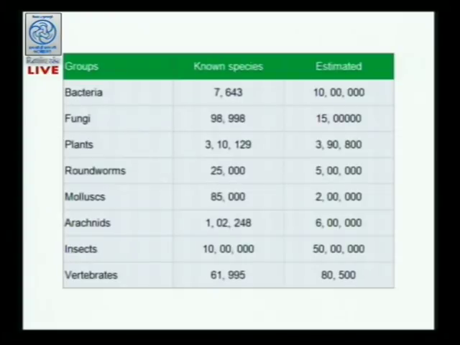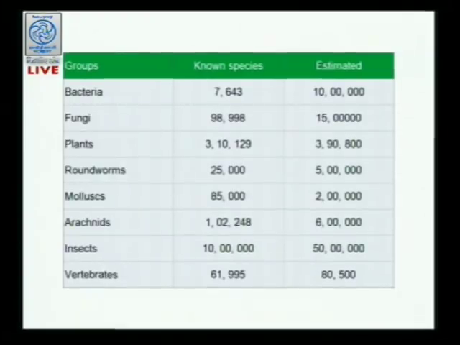That means a lot of work is still to be done. Some estimates say it could be as much as 100 million species. So we can imagine the staggering number of species diversity there. Imagine, we have not identified so much of that.